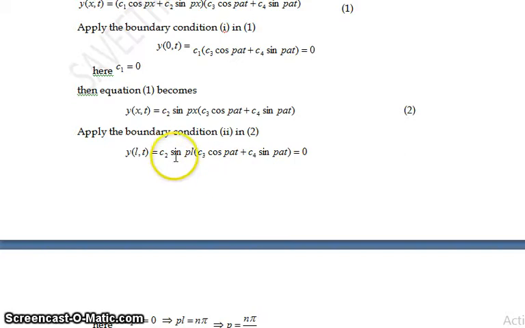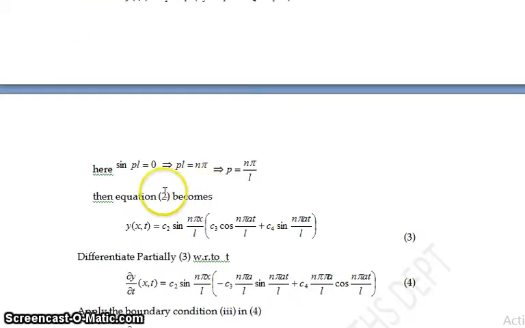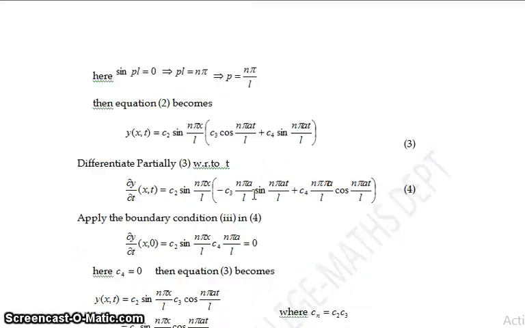The only remaining possibility is sin pL equal to 0. When the sine function is 0, the argument is n pi. Therefore pL equals n pi, so p equals n pi by L. Substitute p equals n pi by L in equation number 2. We get y of x comma t equal to c2 sin n pi x by L into (c3 cos n pi at by L plus c4 sin n pi at by L).